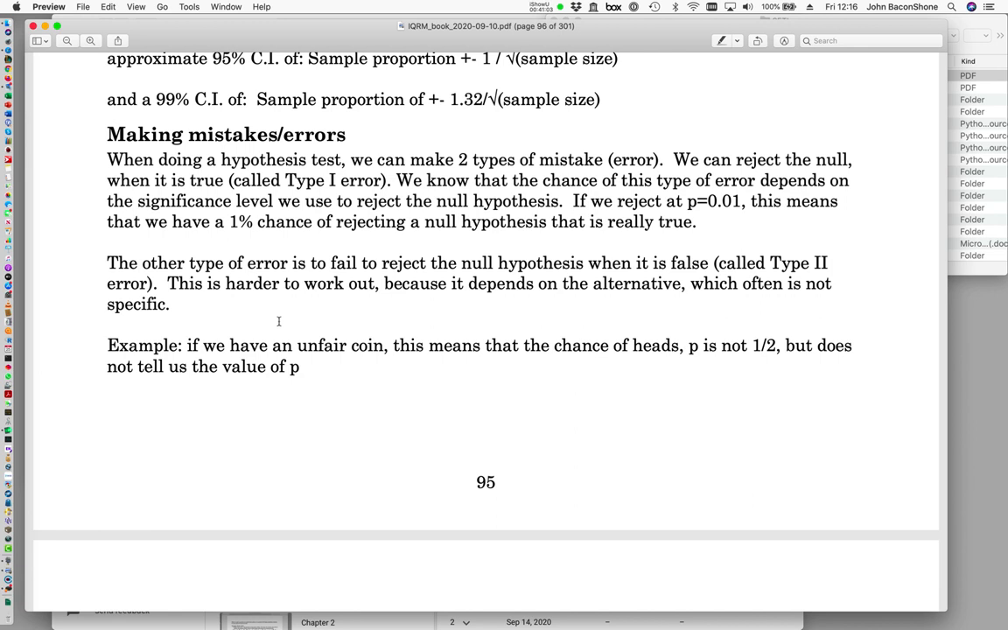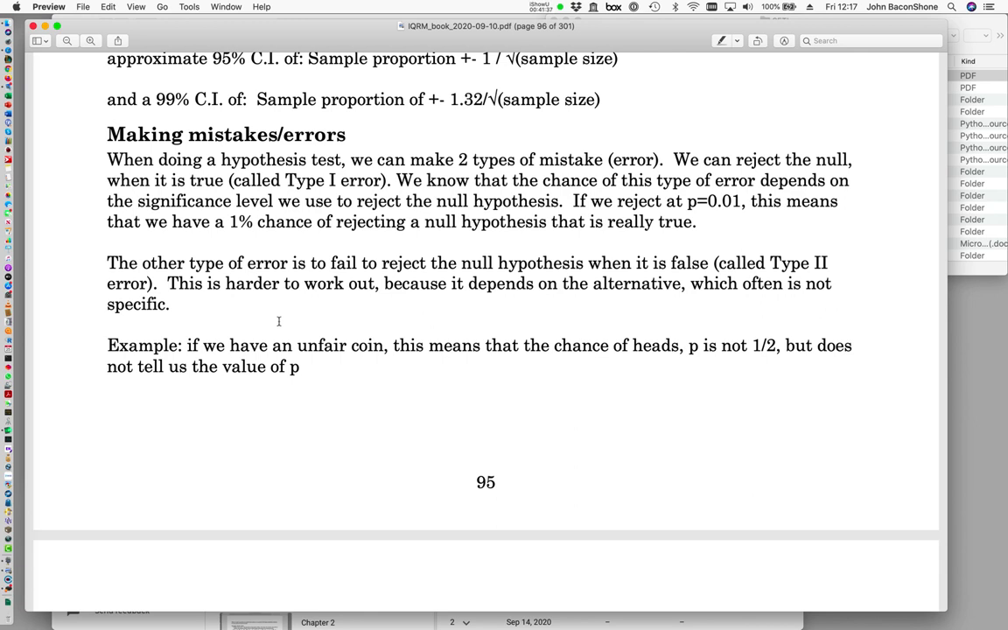We talked then about false positive and false negative. So we have a similar situation with a hypothesis test. In a hypothesis test, we could make the mistake of rejecting the null when it's true. This is what we call a type 1 error. So we actually know the chance of rejecting the null when it's true, because that is the significance level we use to reject the null hypothesis.